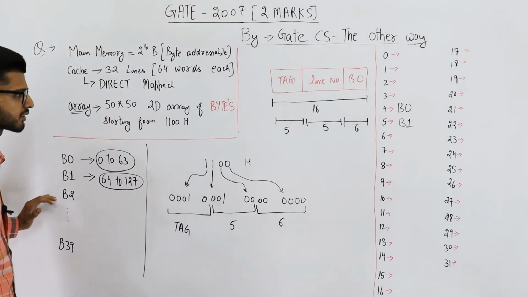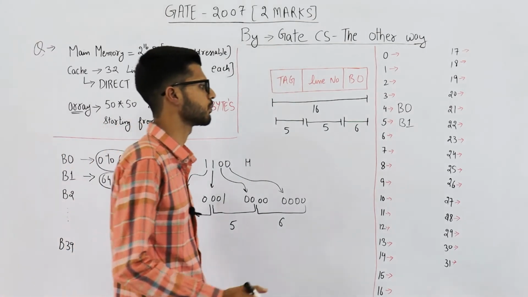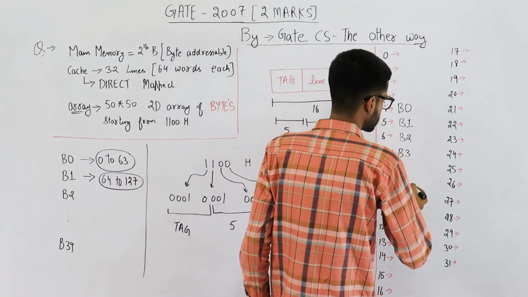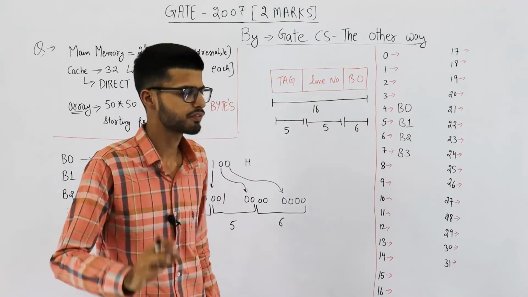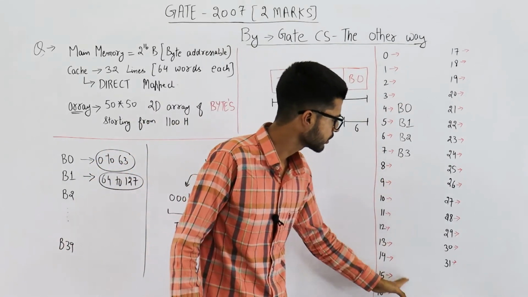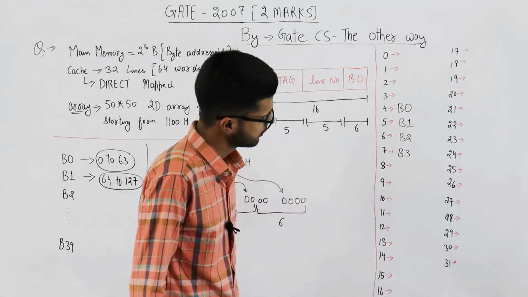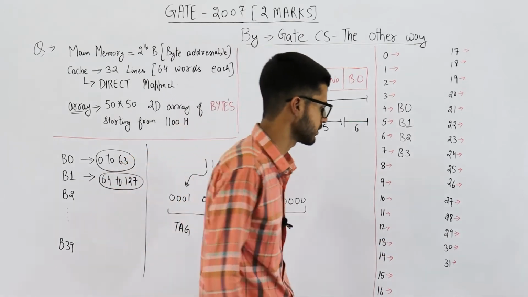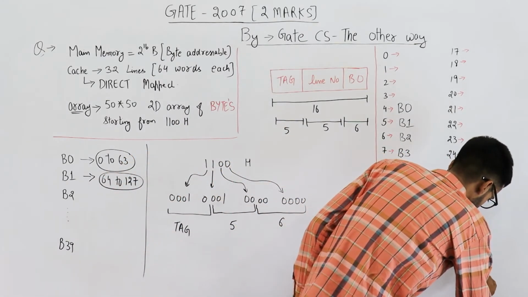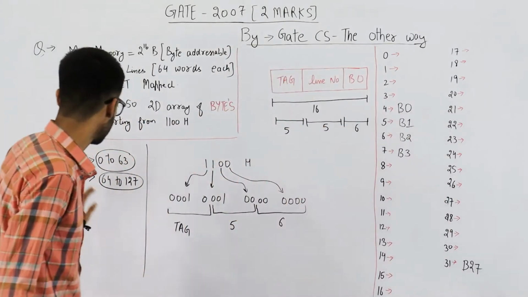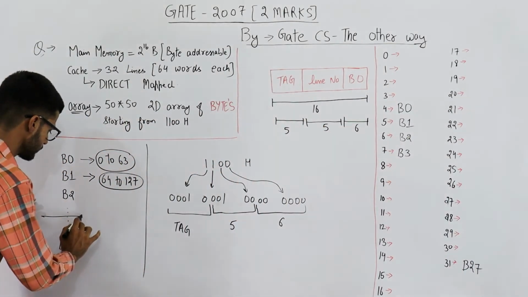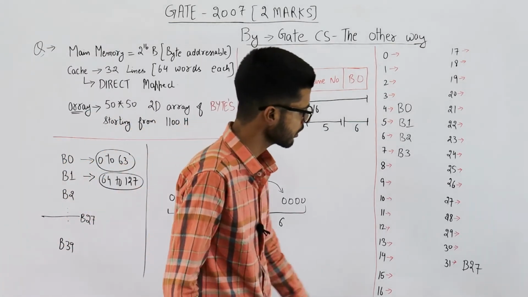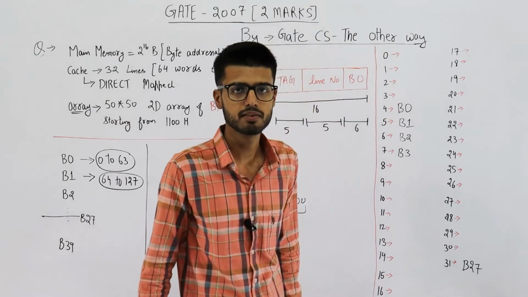Then block number 2 will be accessed, block 3, block 4 and so on till block 39. So there will be one miss for every block. And if you just keep on counting, block number 27 will be placed here. So for all these 27 blocks, there will be 27 misses. After that, you will start from line number 0 of cache.